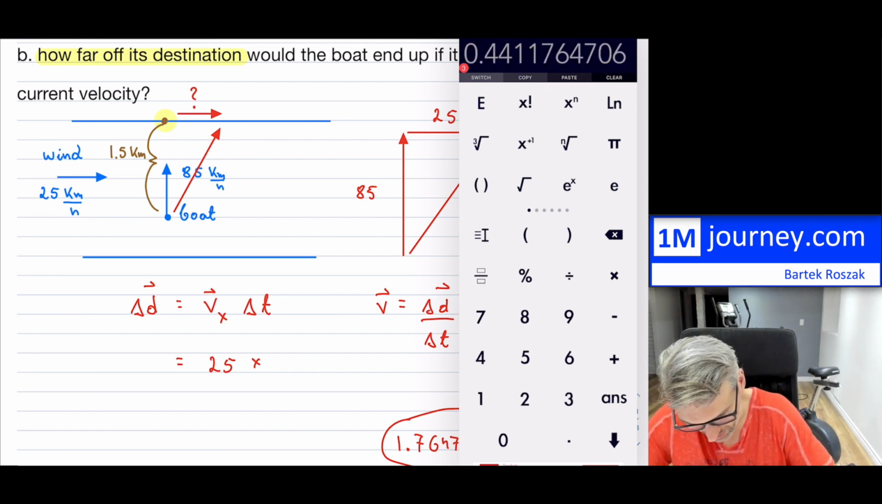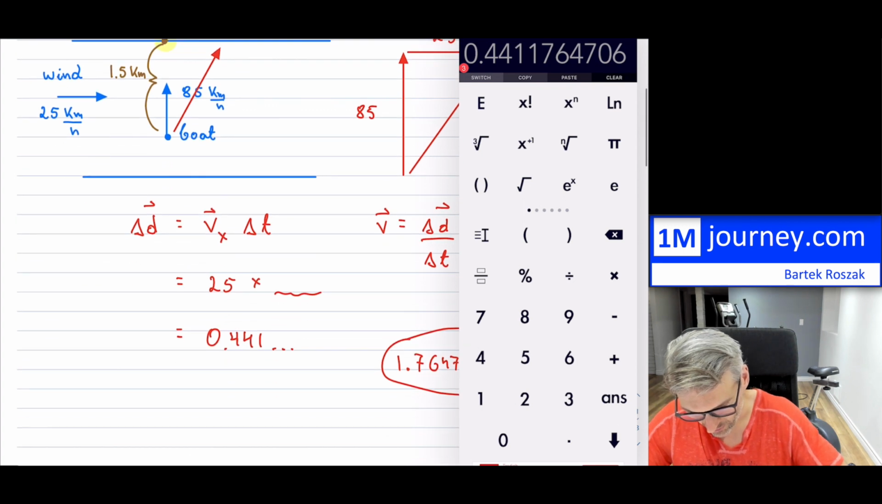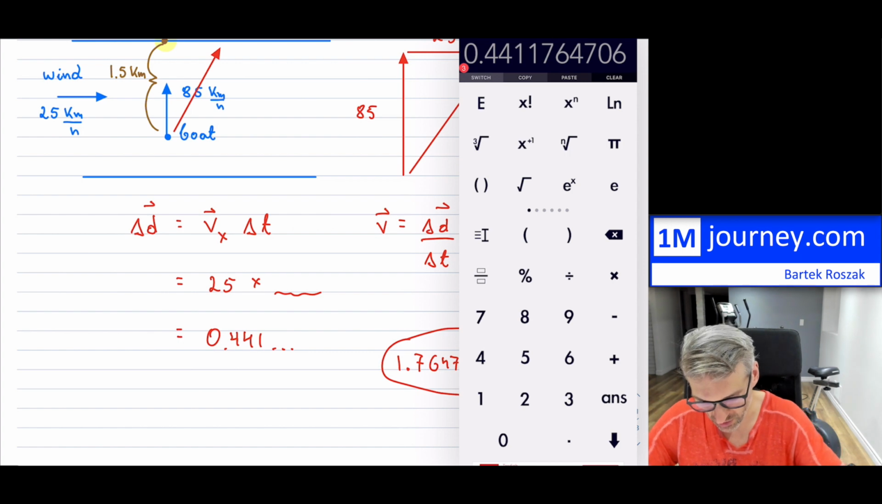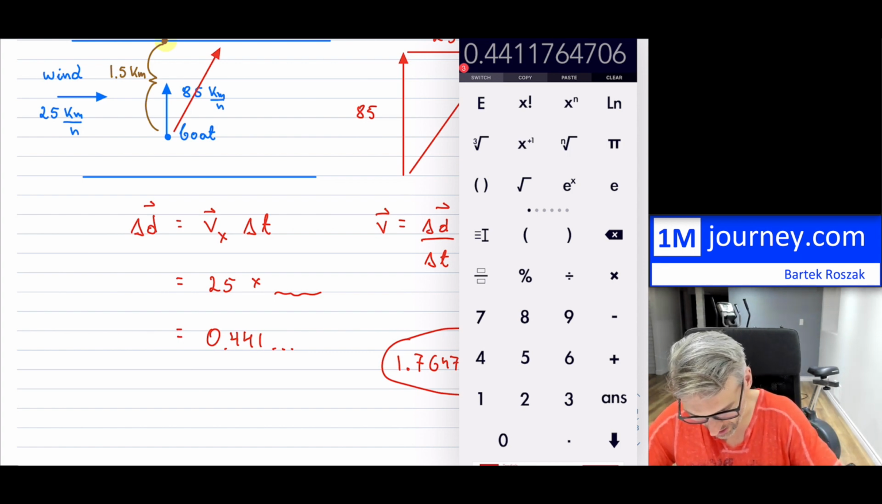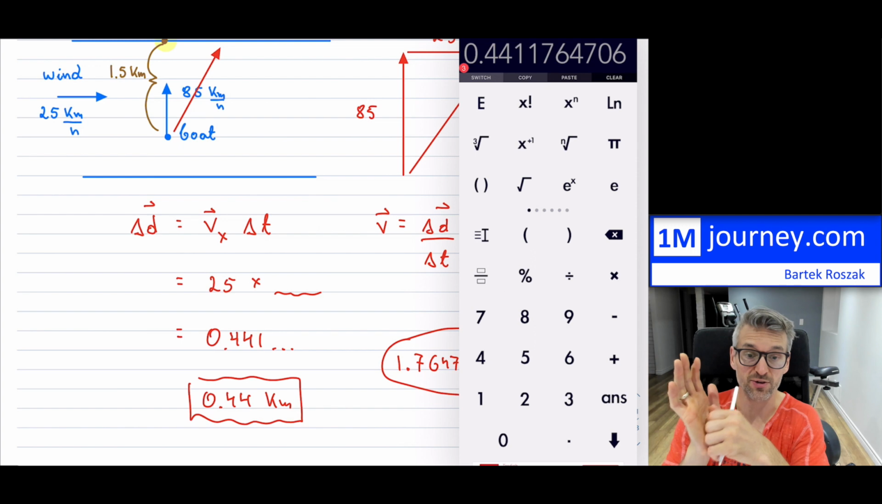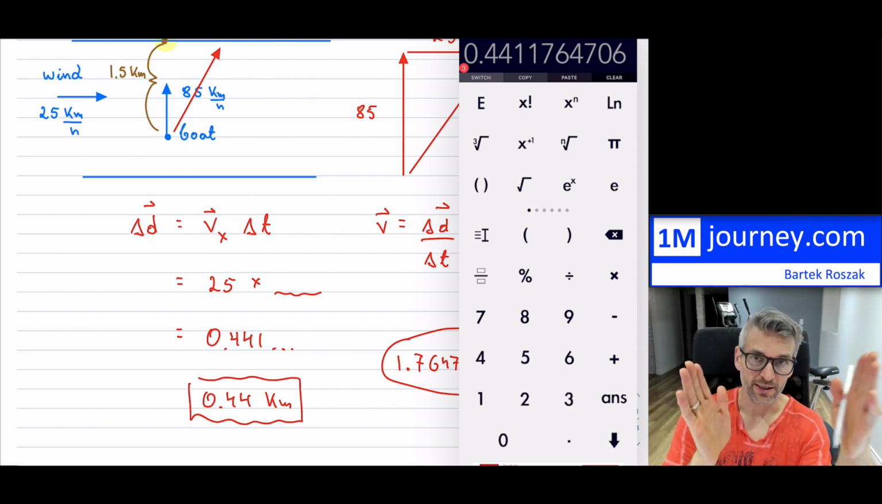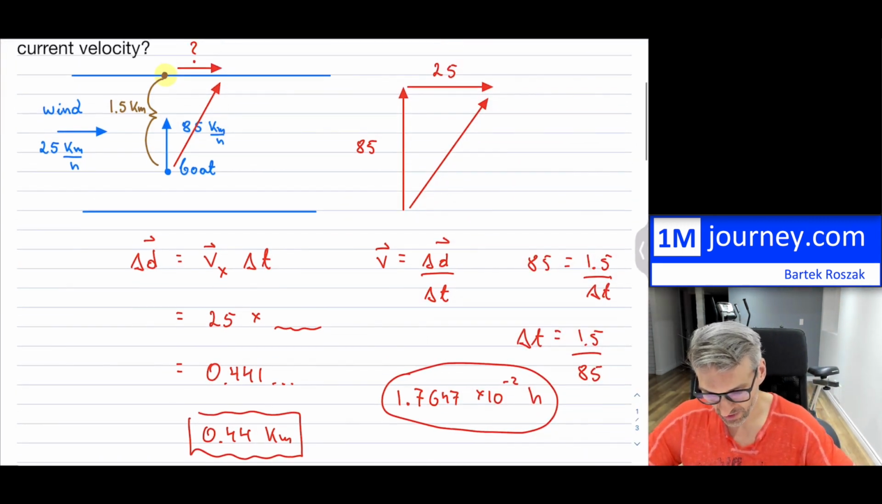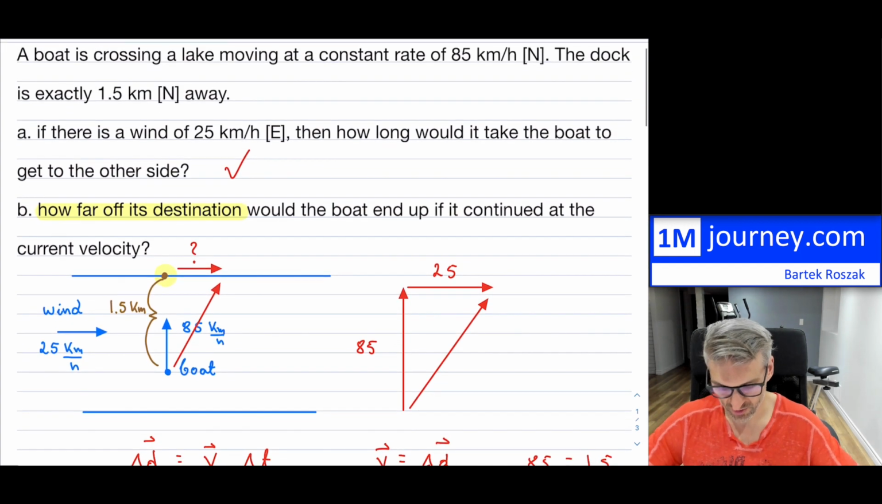Once I substitute that in, we would have gotten 0.441, etc. I can round this. There's no rounding specified, although everything seems to be to two significant figures, so maybe that's what I should do. This would be 0.44 kilometers. That's how far off course we would have been, so approximately 440 meters that we would get pushed off course. That's how you would tackle this situation. Those are the two questions related here.